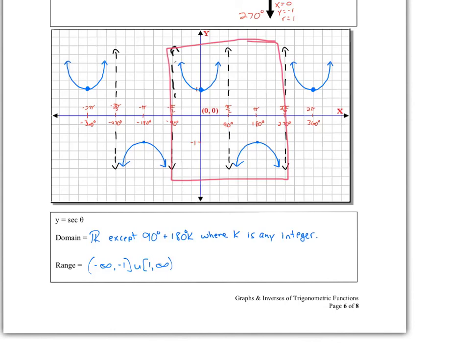So the domain for this, it's all real numbers except for where the vertical asymptotes are. So I picked the first vertical asymptote at 90 degrees, and I added to that how far apart they are forever. They're 180 degrees apart. So it's all real numbers except for 90 degrees plus 180 degrees k, where k is any integer. The range goes from -infinity to -1, and then it goes again from 1 to infinity.